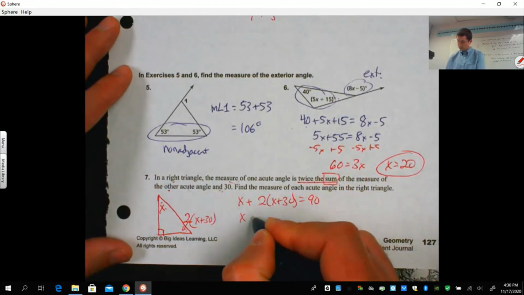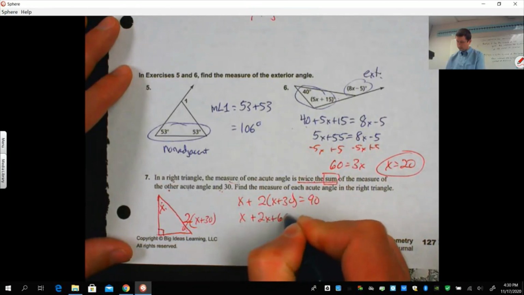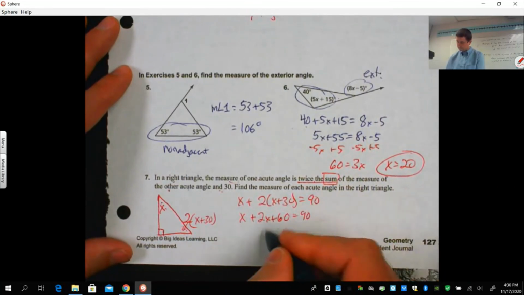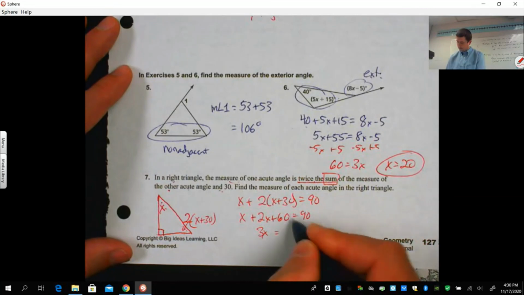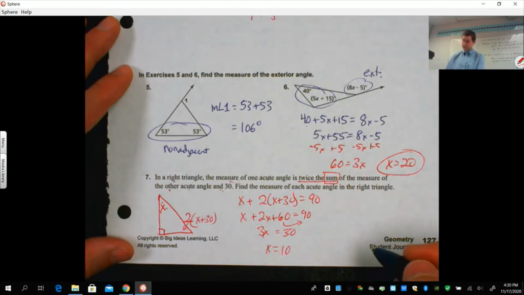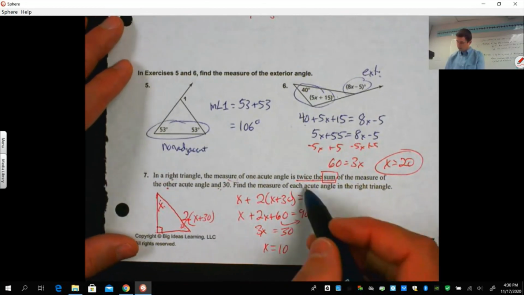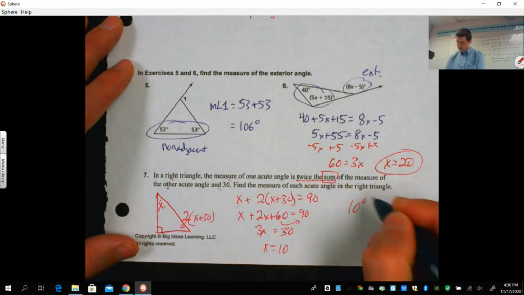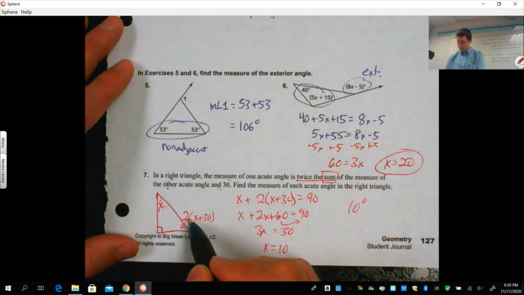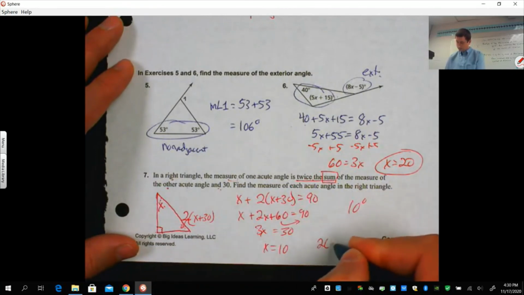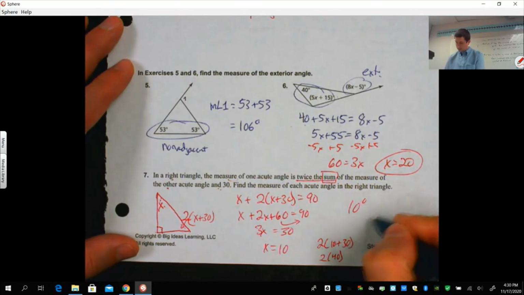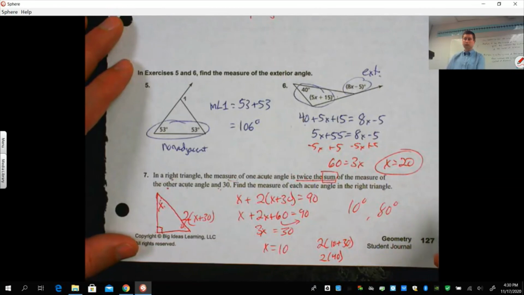So distribute the 2. X plus 2x plus 60 equals 90. 3x equals minus the 60, so 3x equals 30. So divide by 3, x equals 10. X equals 10. So find the measure of each acute angle. We have 10 degrees. And we have 2 times 10 plus 30. That's 2 times 40. That would be 80 degrees. So 10 degrees and 80 degrees.